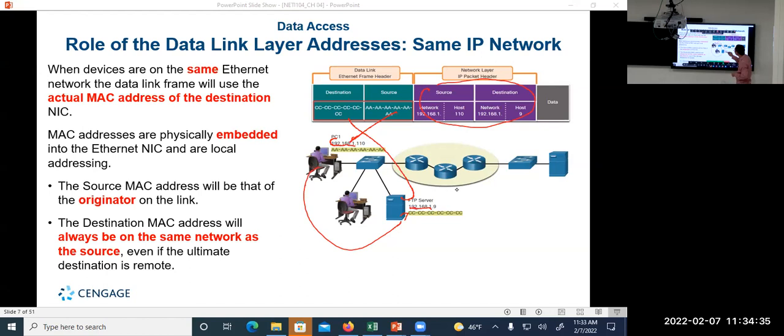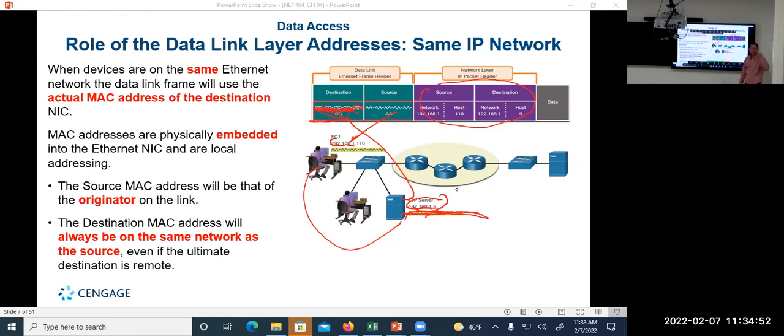to 192.168.1.9. In that case, you know the IP address, but you have no idea what the MAC address is. That's why you have no information to put in here.